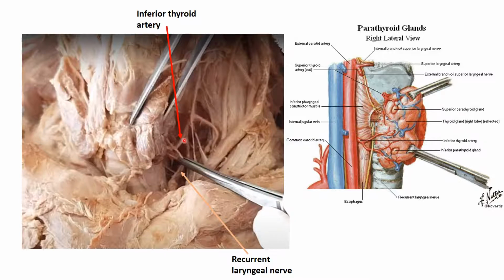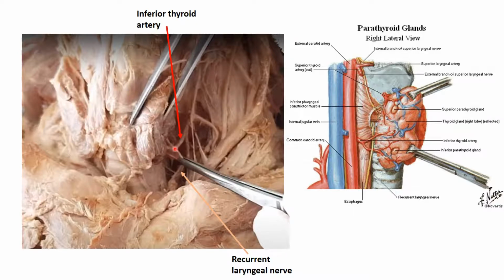So here is the inferior thyroid artery, and this nerve which I am holding with the forceps is the recurrent laryngeal nerve. So this is the inferior thyroid artery coming from the thyrocervical trunk of the subclavian artery, and this nerve is the recurrent laryngeal nerve. As you can see, these structures are away from each other, and as they reach near the lower pole of the gland, they come together. You can see they are overlapping.